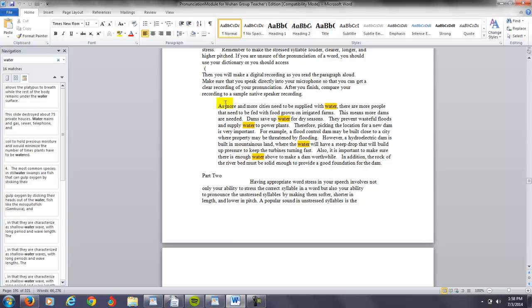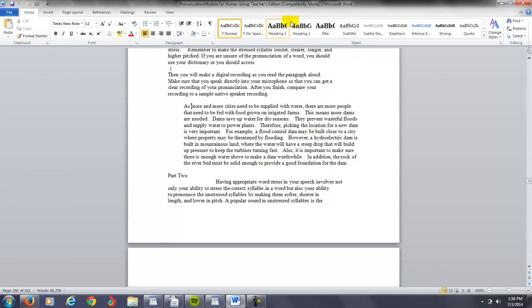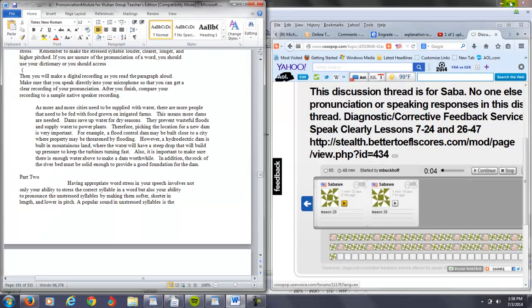Okay, so here it looks like you're working on word stress. You're doing a word stress practice exercise. This is tough, but word stress is really a prerequisite for intonation, because with word stress you have to identify the stressed syllable within the word and then make that stressed syllable clearer, longer, louder, and also higher in pitch. So let's take a look and see how you did on this one.